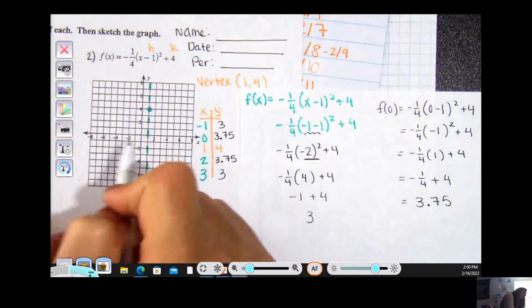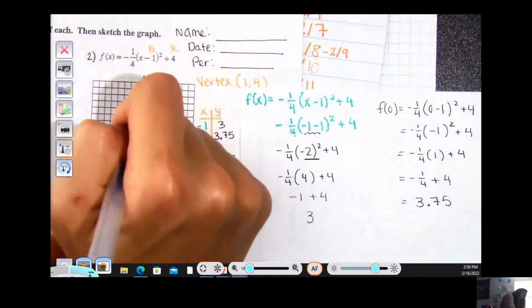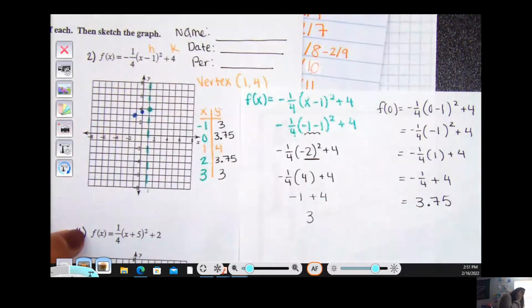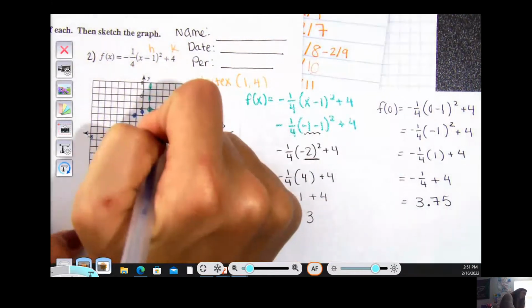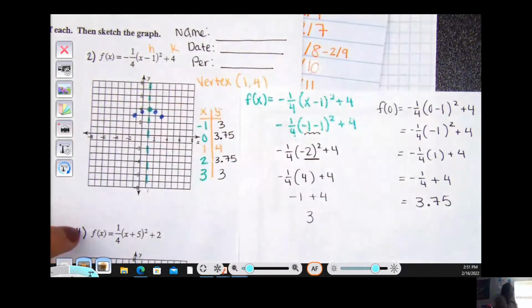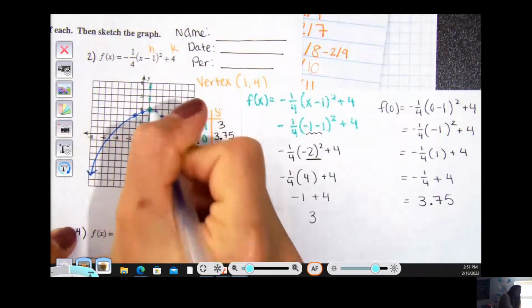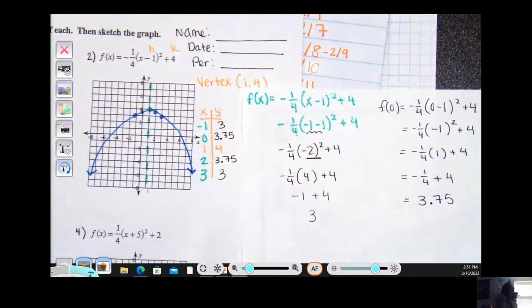So plot your other coordinate points. -1, 3, 1, 2, 3. 0, 3.75. I already have my vertex. 2 and 3.75. And 3, 3. So why does this look so wide? Because of the fraction. Because it's a fraction. So this is going to be a little wide. So the smaller your A value is, meaning the smaller the fraction, the wider it gets.